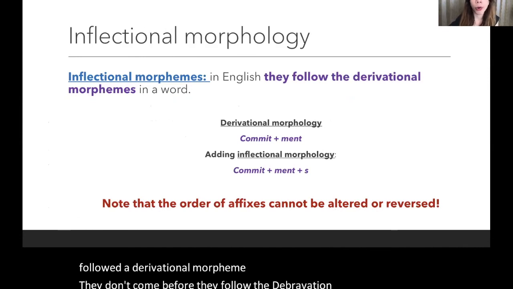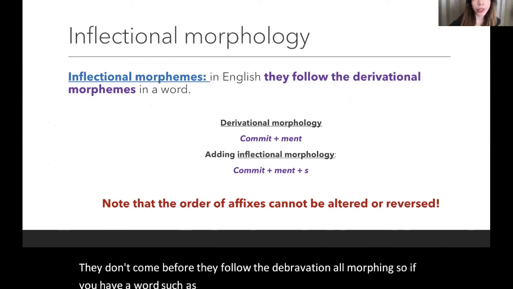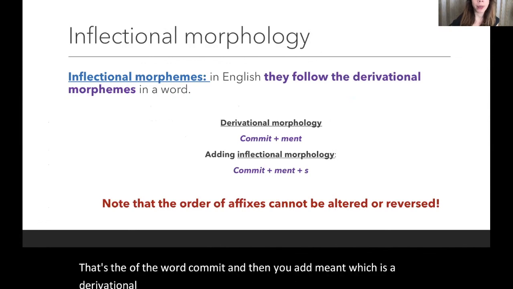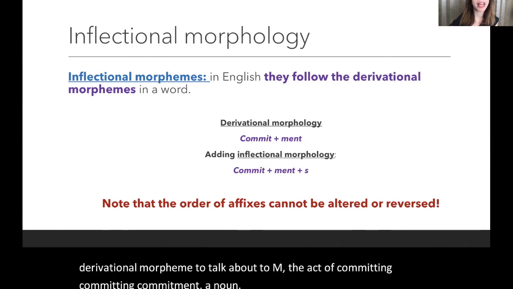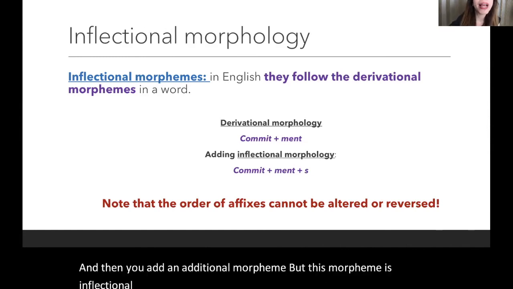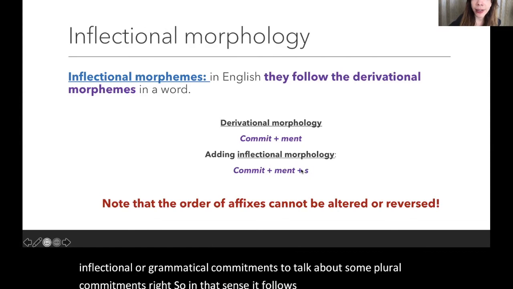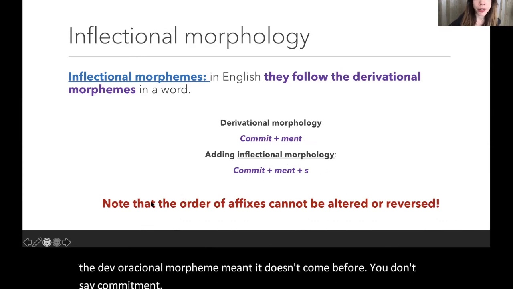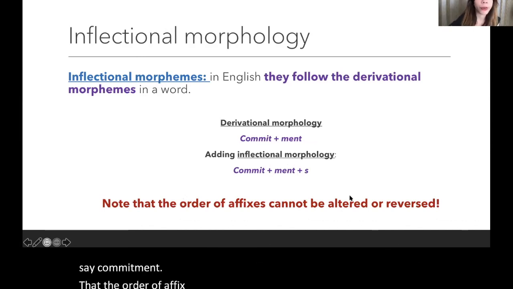So if you have a word such as commit, that's the root of the word, commit. And then you add -ment, which is a derivational morpheme, to talk about the act of committing, commitment, a noun. And then you add an additional morpheme, but this morpheme is inflectional or grammatical, commitments, to talk about plural commitments, right? So in that sense, it follows the order. That -s follows the derivational morpheme -ment. It doesn't come before. You don't say commentsment. So note that the order of affixes cannot be altered or reversed.